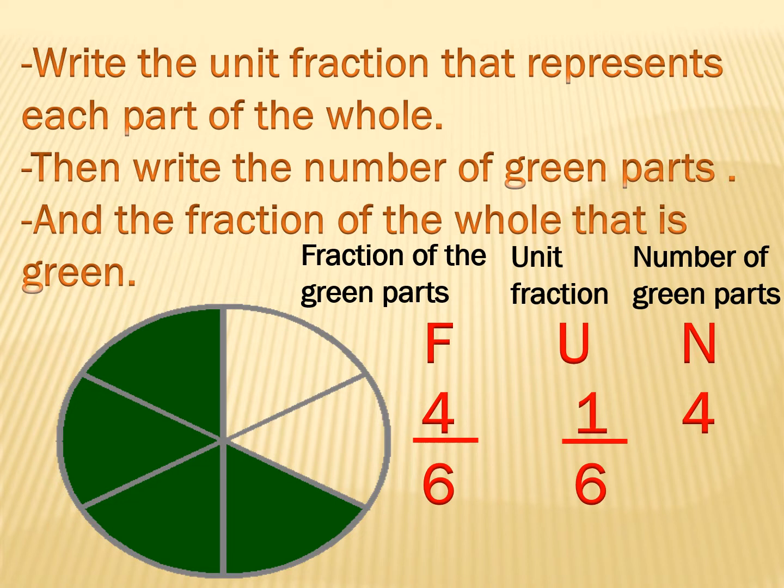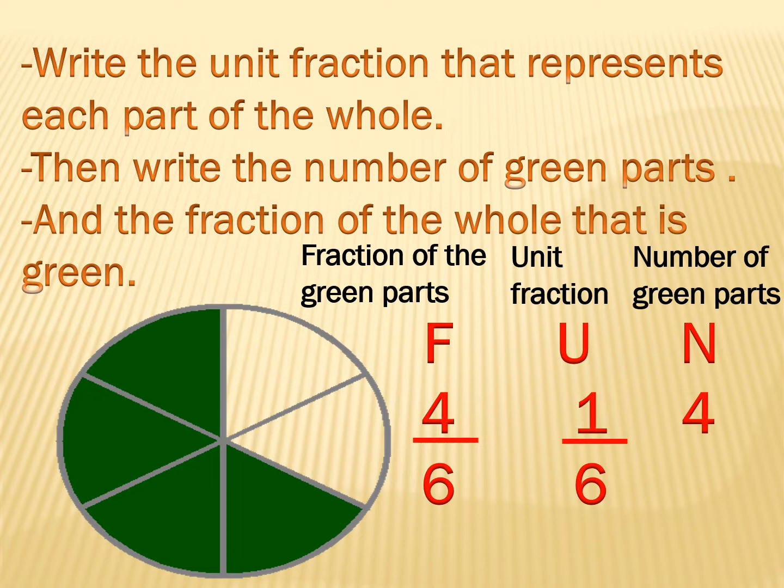You know the word FUN? F is the fraction of the green parts. U is the unit fraction. N is the number of the green parts. Again, F is the fraction of the green parts, U is the unit fraction, N is the number of the green parts.